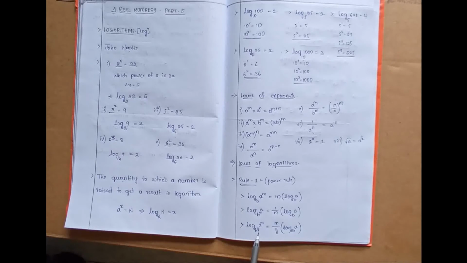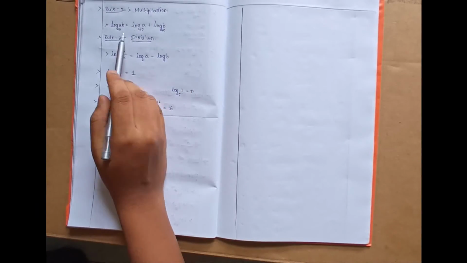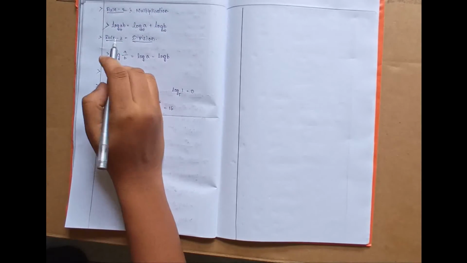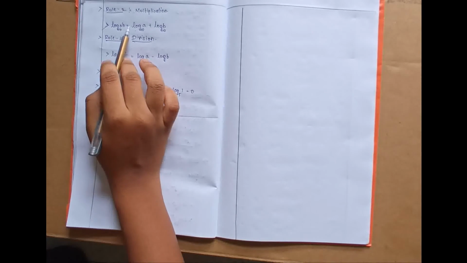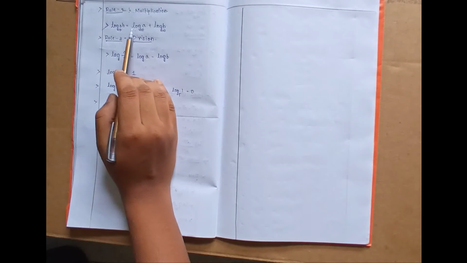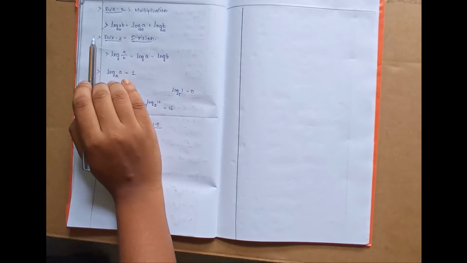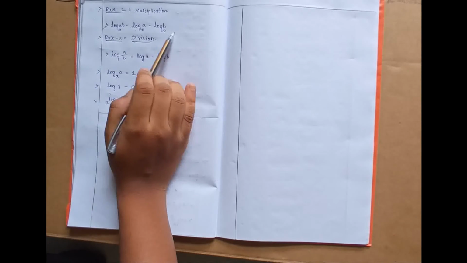And if we have both, means the base and the logarithmic number have exponents, then they are divided and multiplies the logarithmic number. Okay, understand? Here is the multiplication rule: log AB is equal to log A plus log B. Here if there is no base, then we can assume it as 10.